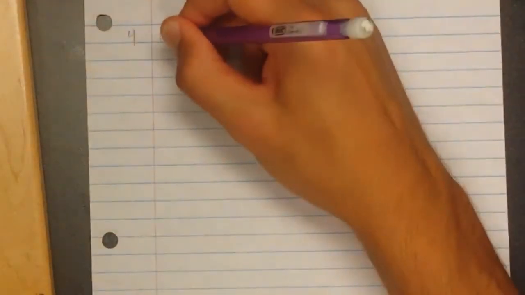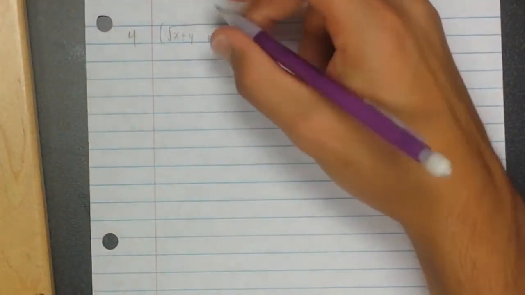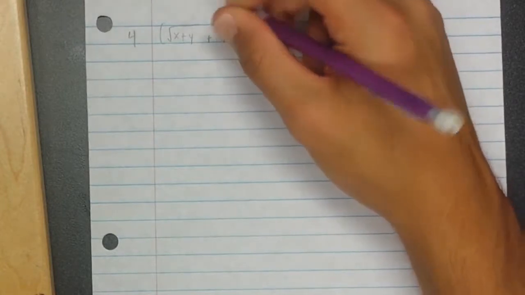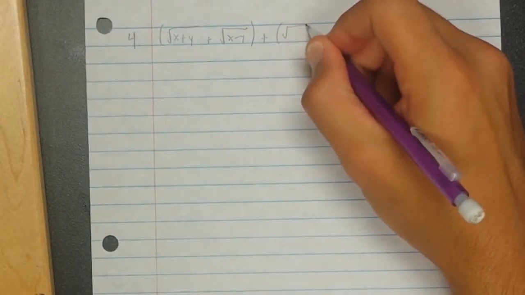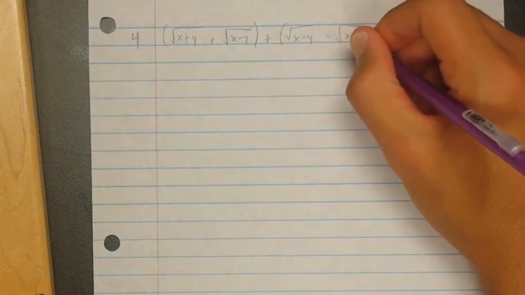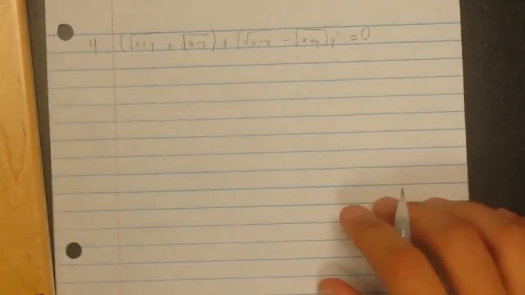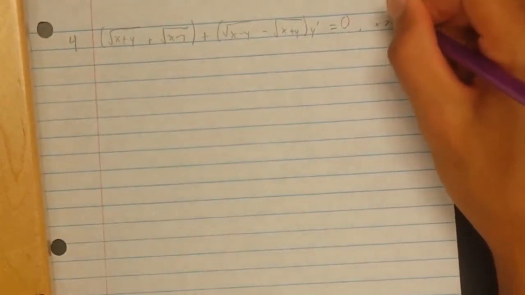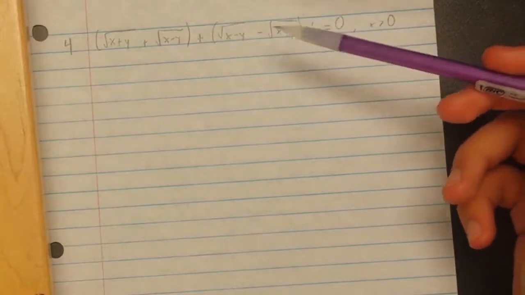Okay, so number 4: square root of (x + y) plus square root of (x − y) plus [square root of (x − y) minus square root of (x + y)] y′ equals 0, where x is greater than 0. You can tell just by looking at it that it's homogeneous, just because everything is in the square root.